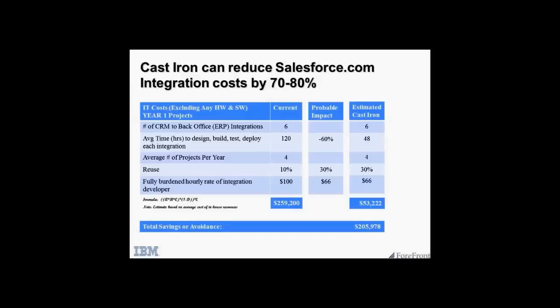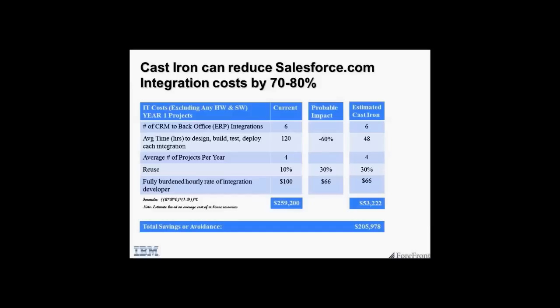especially if you're doing integrations and you're starting to get into the integration world. CRM to back office typical integrations are about 6. Again, accounts, contacts, products, salespeople, opportunities, things of that nature. The average time of coding and designing and building and developing per connection is about 120 hours.